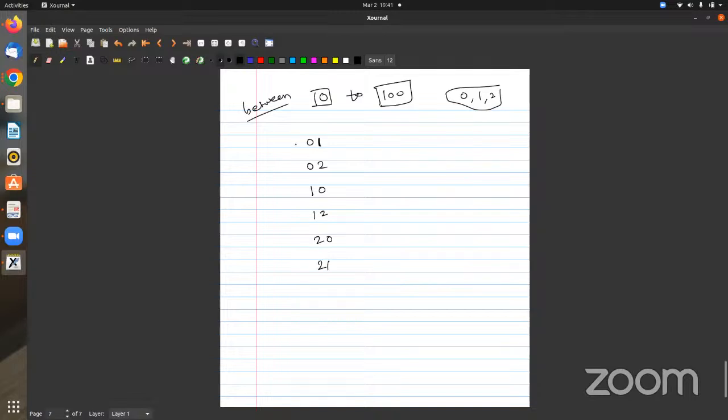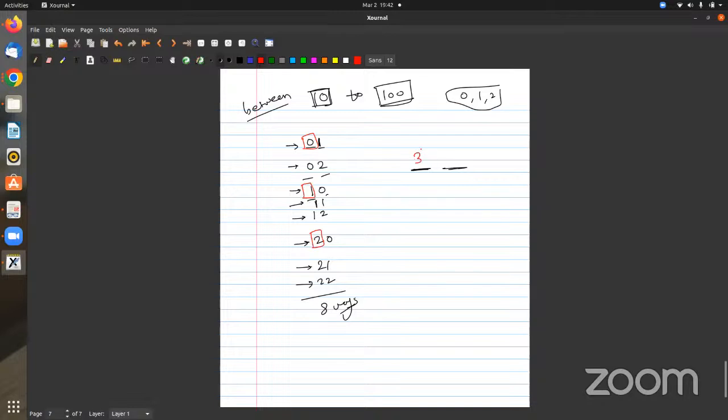So how many ways are there? 1, 2, 3, 4, 5, 6. I think we have missed something, right? 11 also, and 22 also. So a total of 8 ways are there. Okay. So when I wanted to find between 0 and 100, how many places do we need to fill with these digits? 2 places, right? Okay, sir. So for the first place, how many choices will I have? I can have 0, 1 or 2. So how many ways are there?